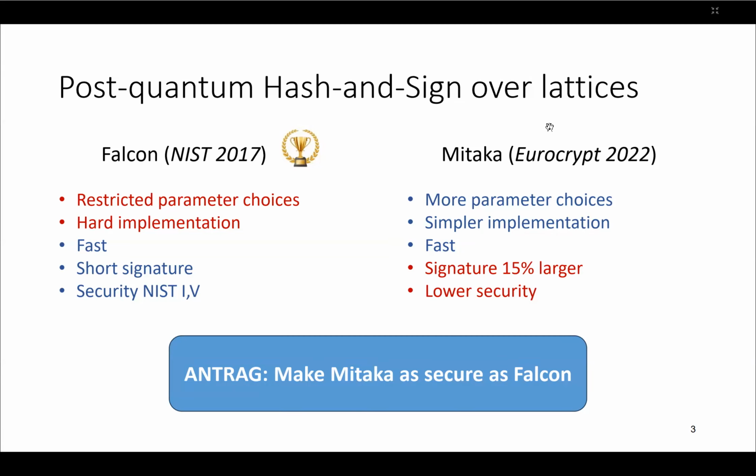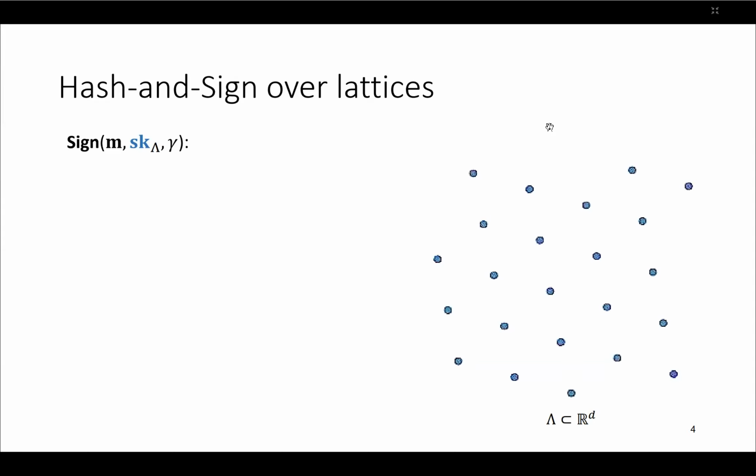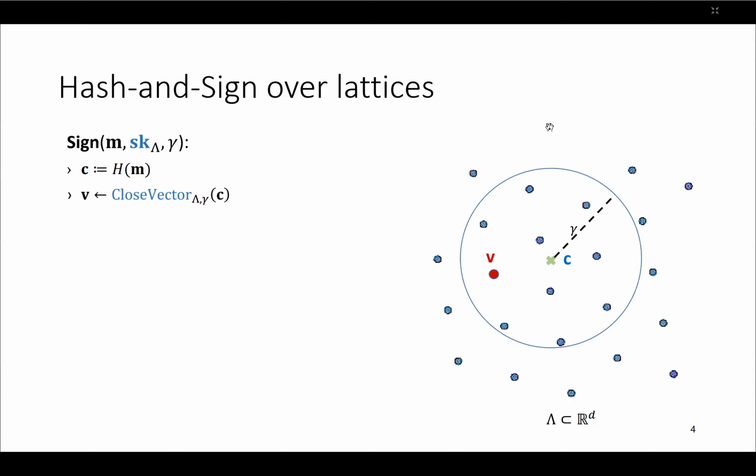Before going into the details of Antrag, I will show you how to sign with Falcon and Mitaka. Their principle is hash-and-sign over lattices. Given a message M, a lattice lambda, and a specific basis of lambda, which we will later call the secret trapdoor SK, first we hash the message M into a random point C in the underlying vector space of the lattice lambda. Then we find a vector B in lambda that is close to C within the radius gamma. Finally, the signature is the difference between C and its close vector B.